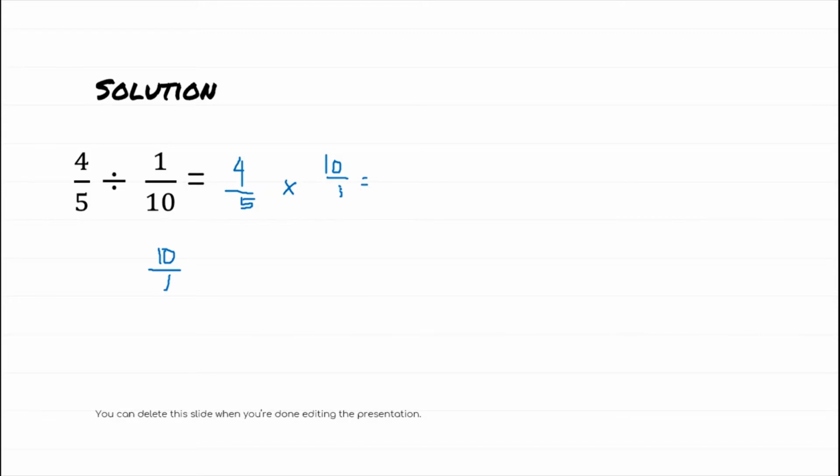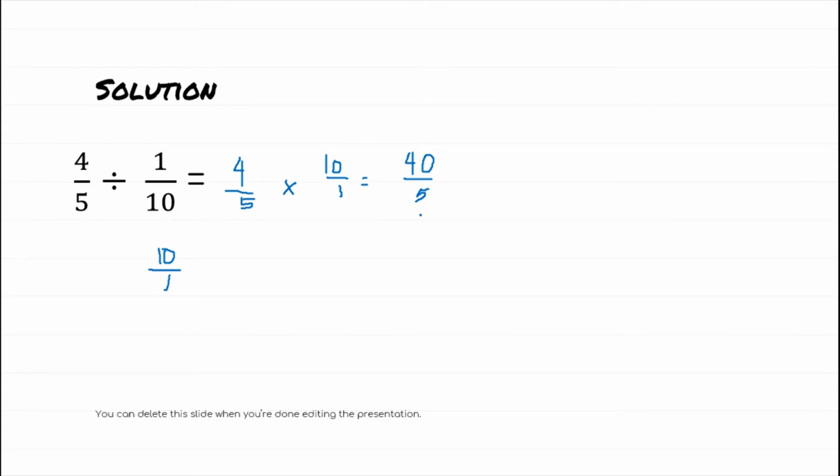Okay, so after that, the rule in multiplying fractions is top times top and bottom times bottom. So top times top, 4 times 10, that is 40. And 5 times 1, that is 5. Now, will this be our final answer? The answer is no. We still need to convert this improper fraction into a mixed number.